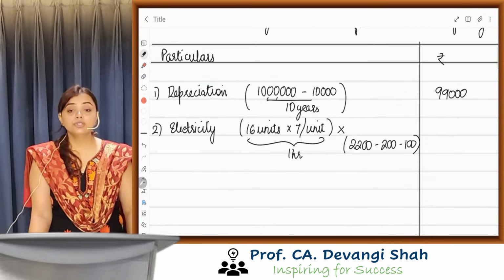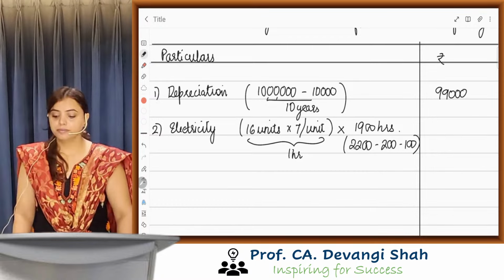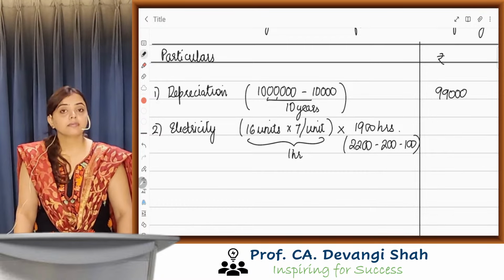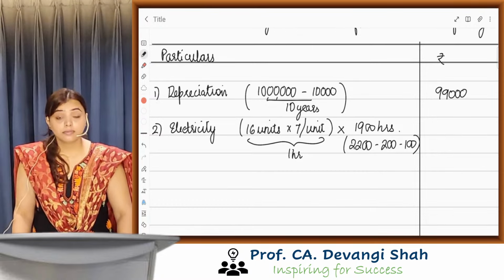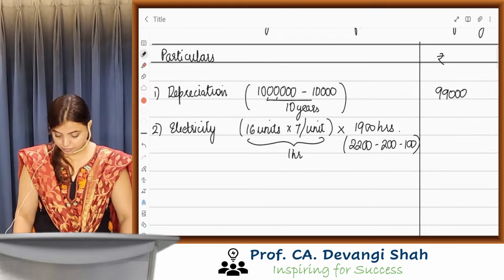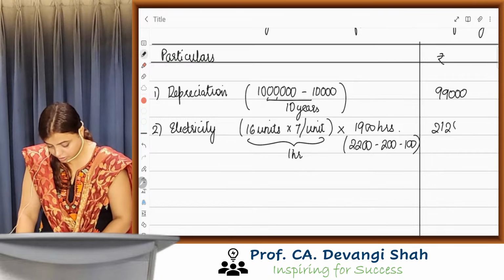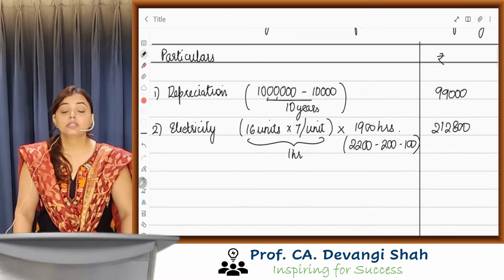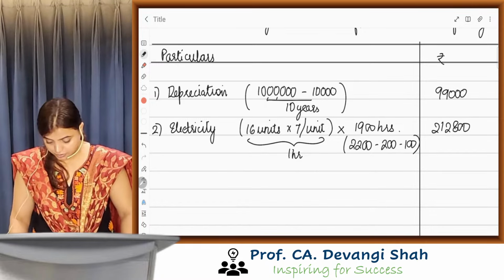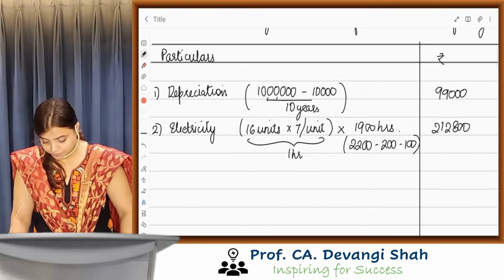Yes, friends. You are using this electricity for 1900 hours only. 2200 minus 200 minus 100. Multiply this by 16 by 7. What answer do you get? You get 2,12,800 rupees. So this is the electricity cost. Chalo. Next.